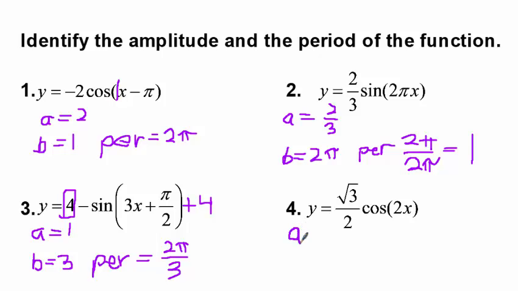And on my last one that I'm going to do here, A is going to be the ugly number. B is 2. And 2 pi divided by 2 is going to give me a period of pi. Just a small review of amplitude and period.